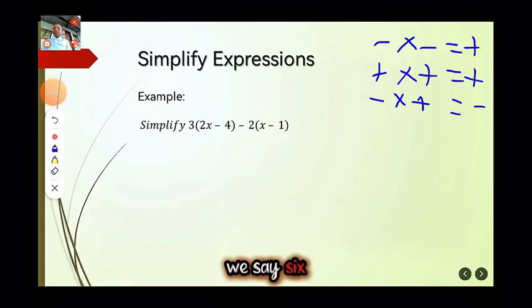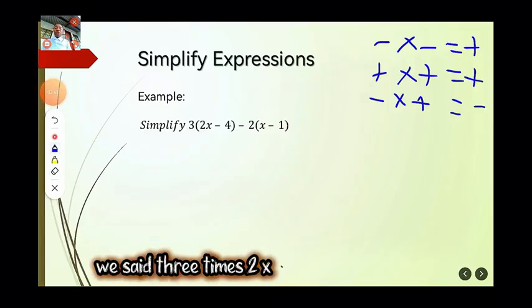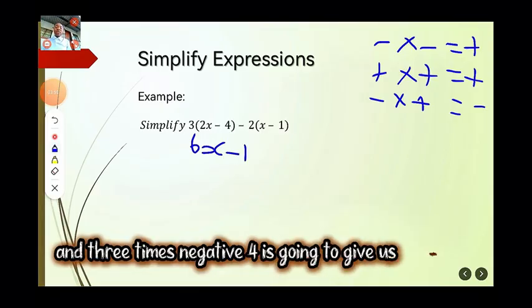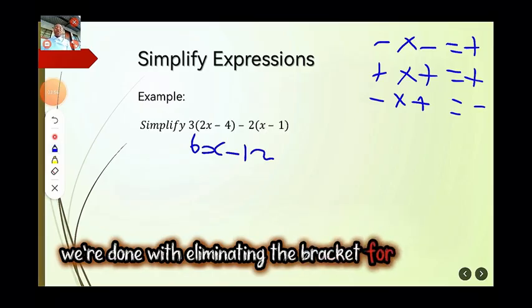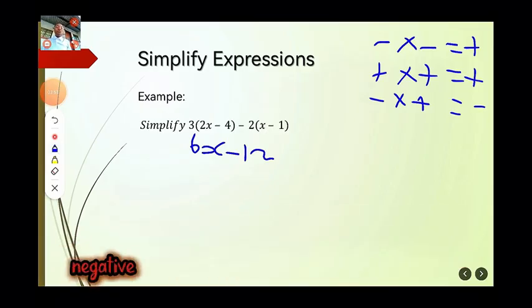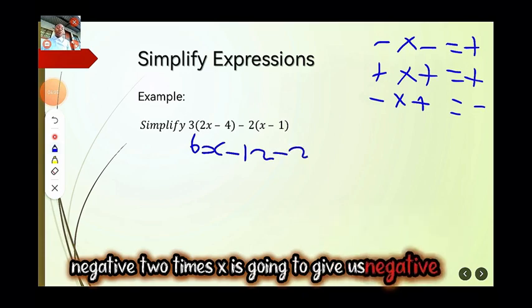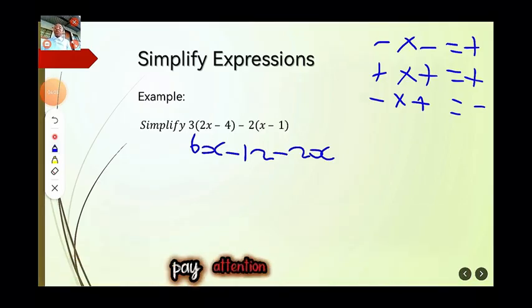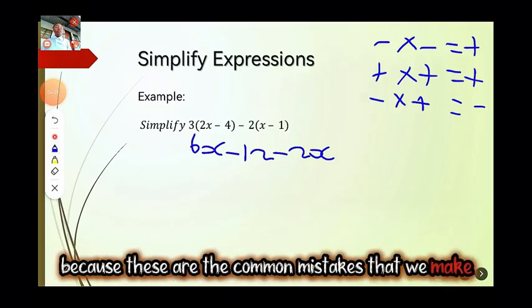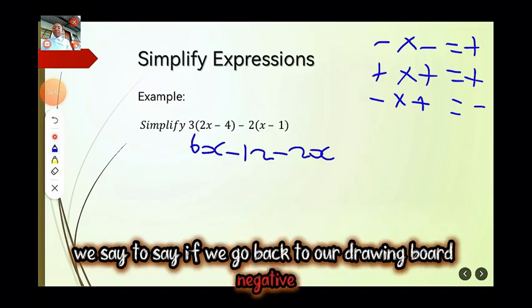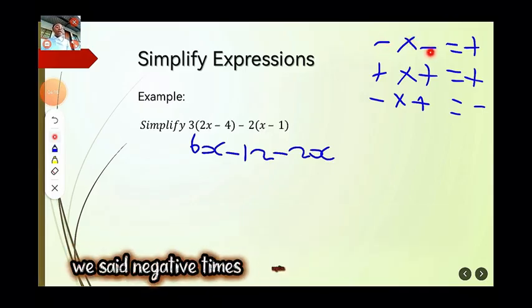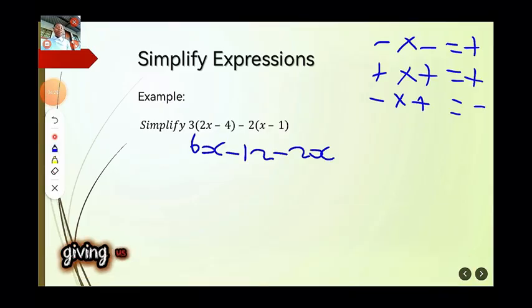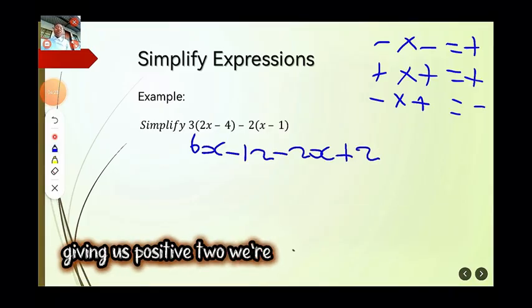So here, let me just erase for space. We said 3 times 2x is going to give us 6x. And 3 times negative 4 is going to give us negative 12. We're done with eliminating the bracket for the first expression. We go to the second one. Negative 2 times x is going to give us negative 2x. Now we're having a negative and a negative. Pay attention on this one because these are the common mistakes that we make. If we go back to our drawing board, we said negative times negative is equal to positive. Meaning here it's going to be negative times negative giving us positive 2. We're done with eliminating the bracket.